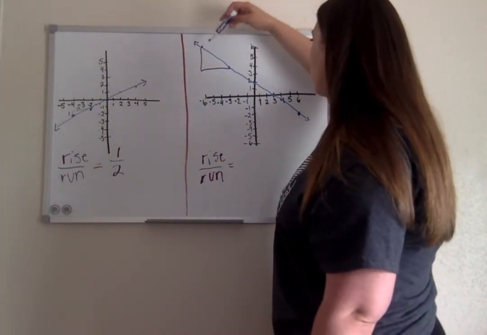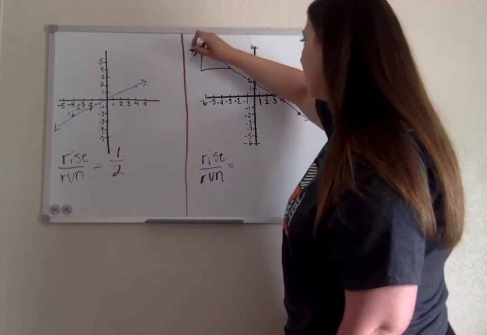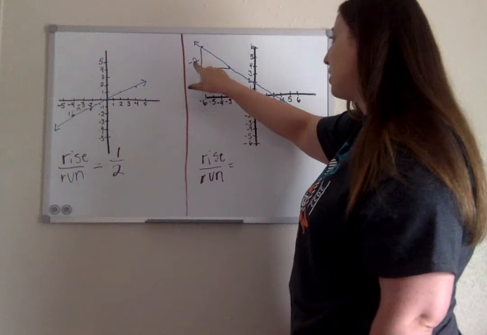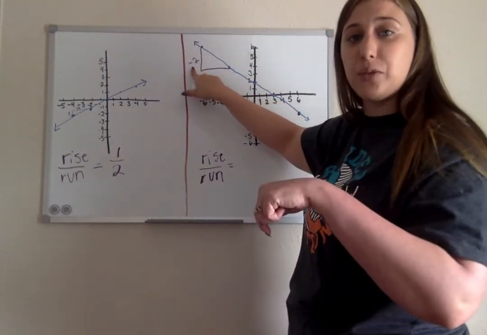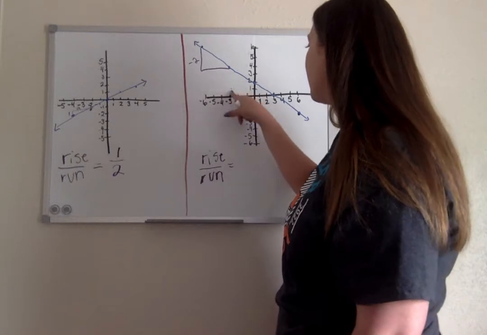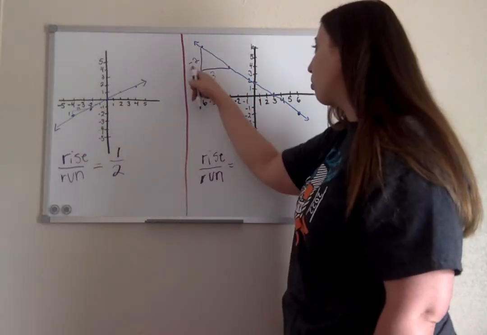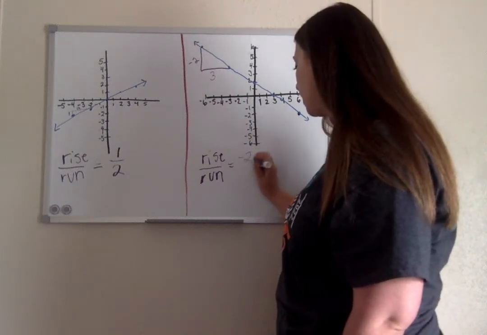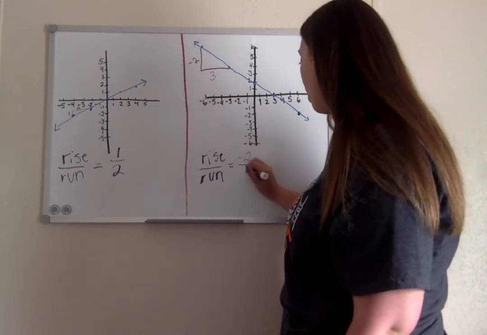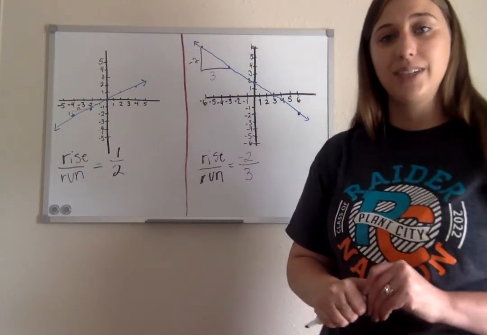I see we're going down from 6 to 4, so we went down 2. Because we're going down this time, that's where that negative is coming from. And then we went from -6 to -3, meaning we ran 3. So again, our rise was -2 because we went down, and then our run was 3. So our slope is -2/3.